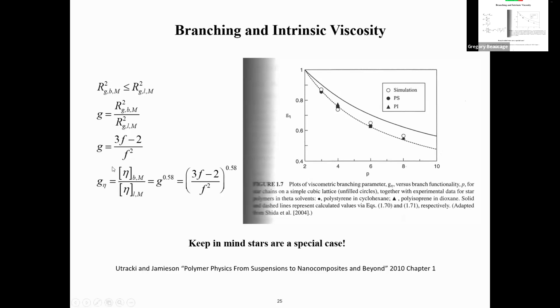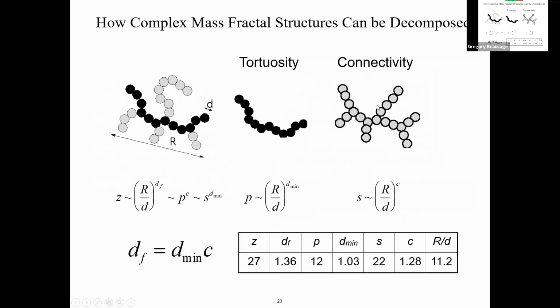Nonetheless, F is the number of branches, the functionality. So those equations that relate G to F, even though that information isn't in DF, you need to know either D min or C to get the branching topology, right? So yeah. What else?